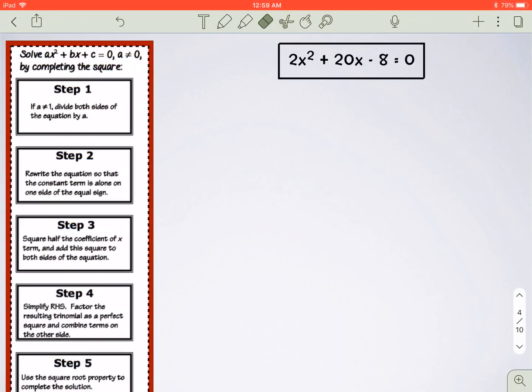Hey guys, time for the next video of completing the square. This one is 2x squared plus 20x minus 8.